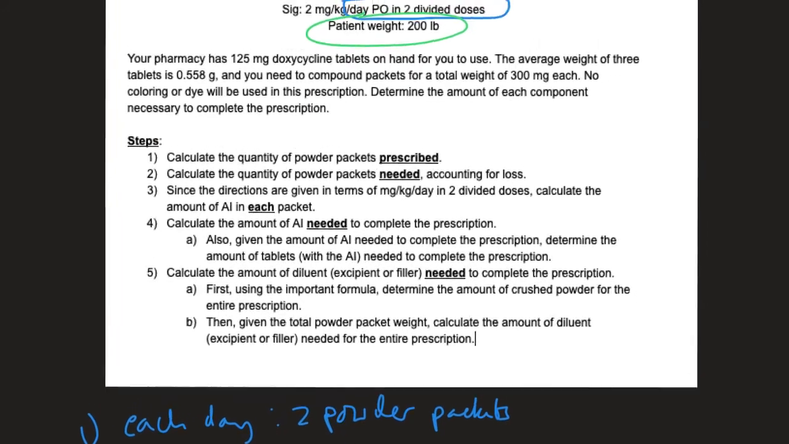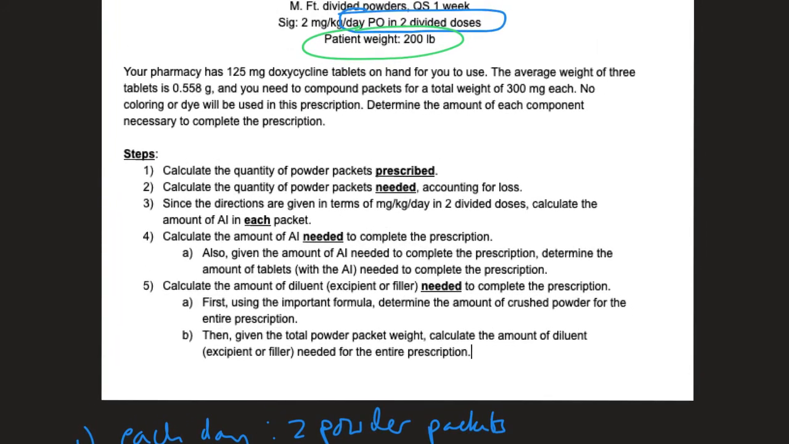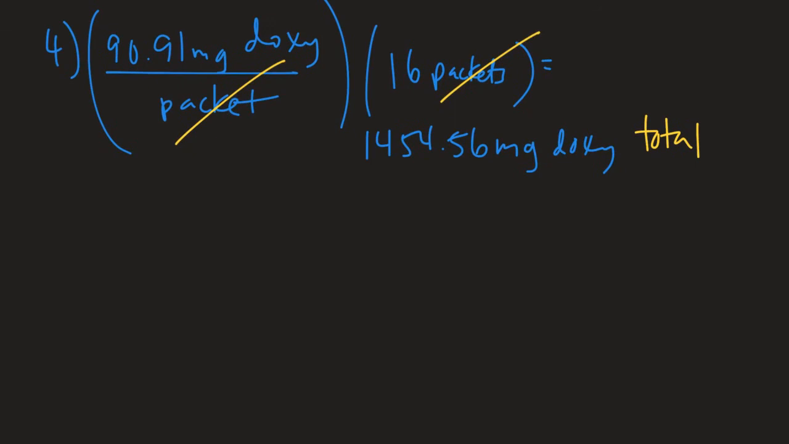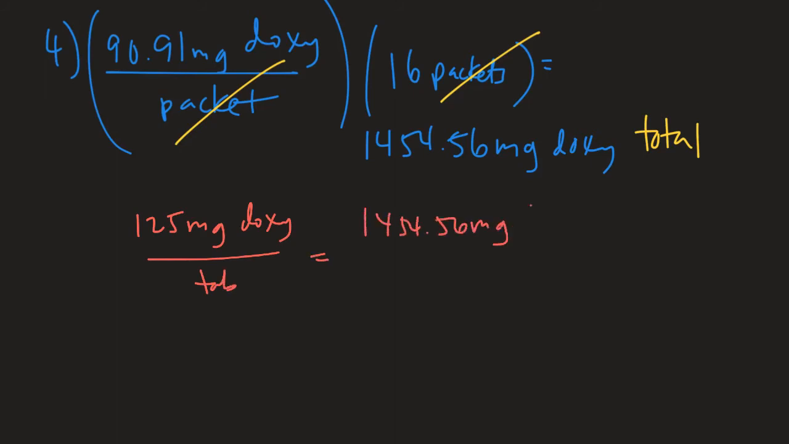We know that to figure out how many tablets we need to crush, each tablet has 125 milligrams of doxycycline. So 125 milligrams of doxycycline per tablet. You know you need 1454.56 milligrams total of doxy. So how many tablets do you need? Solving for X.